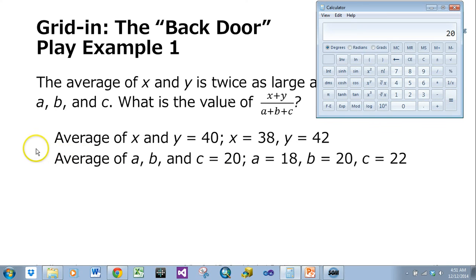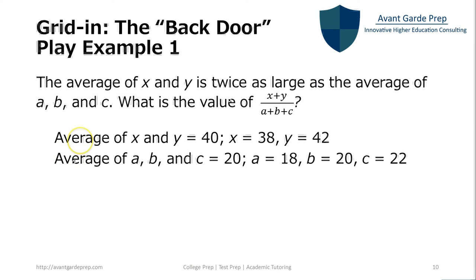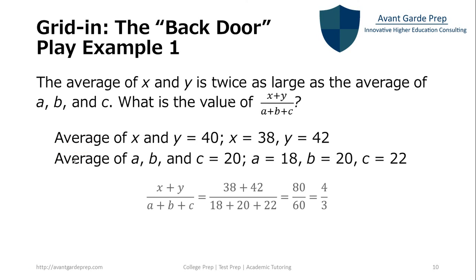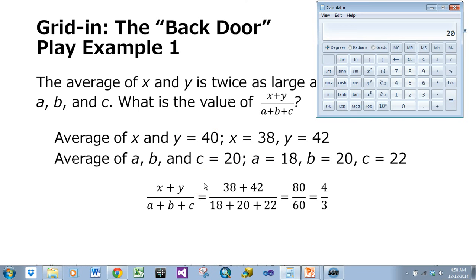And so now that we have some numbers here, we've made them up, we've picked them, they fit the constraints of the problem. Now we can plug them into the equation that we have here. So when we plug this in, we have x plus y divided by a plus b plus c. Now we can plug in our variables and solve this problem. So we have 38 plus 42, and that equals 80. And then we have 18 plus 20 plus 22, and that equals 60.